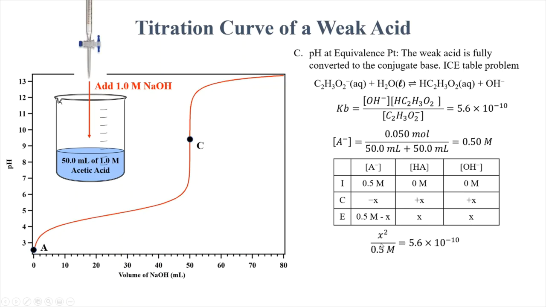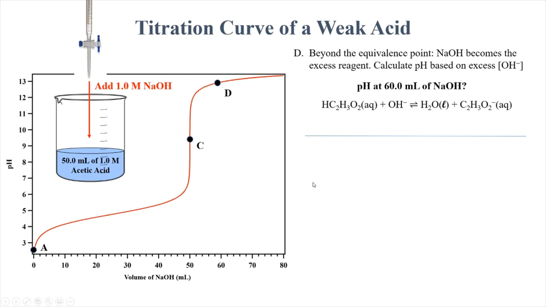So again, we can set this up where we use our approximation. We get rid of the x on the bottom. We can set up our KB expression. Solve for the x, which is equal to the concentration of OH minus. That's equal to 1.6 times 10 to the minus 5 molar. We can get the pOH, which is the negative log of that. That's 4.78. And then we can calculate pH, which is equal to 14, which is pKW, minus 4.78. So that's 9.22. And so then we get our pH at the equivalence point. And we can see that this is basic because we've made sodium acetate as our only product in that solution.